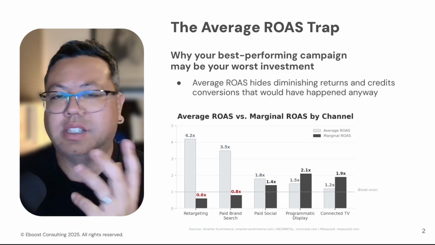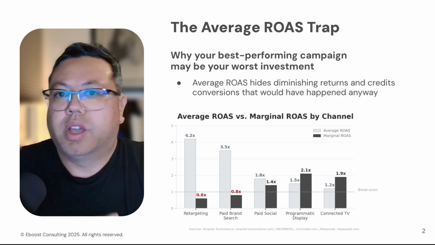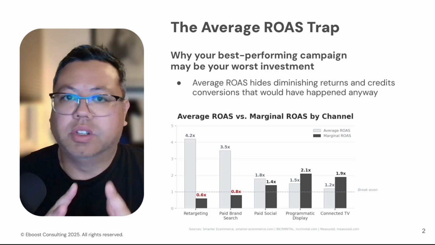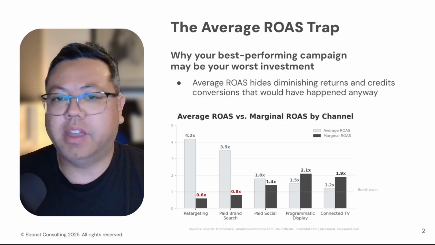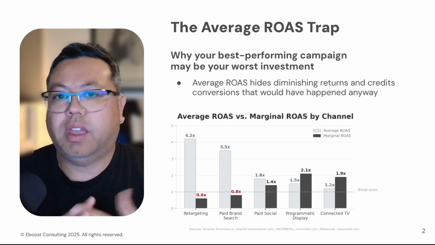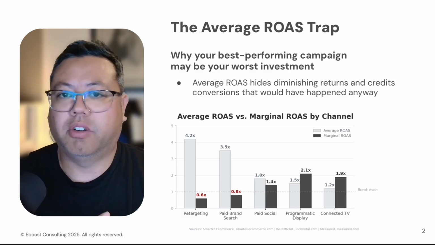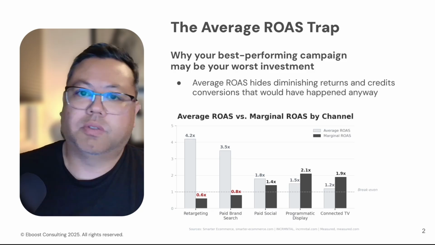So retargeting is a classic example. The highest reported ROAS in a dashboard, right? Lowest incremental lift when you actually test it, because retargeting catches people who are already going to buy or likely to buy. So the takeaway is that average ROAS is fine for monitoring. It will never be the basis for your allocation.